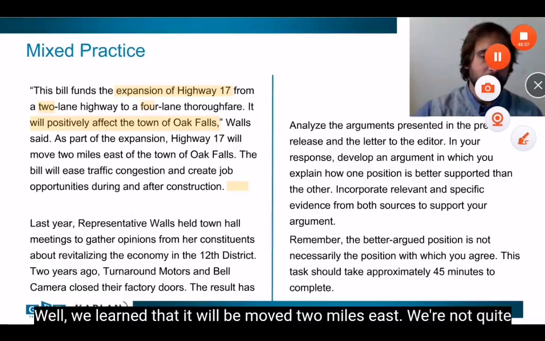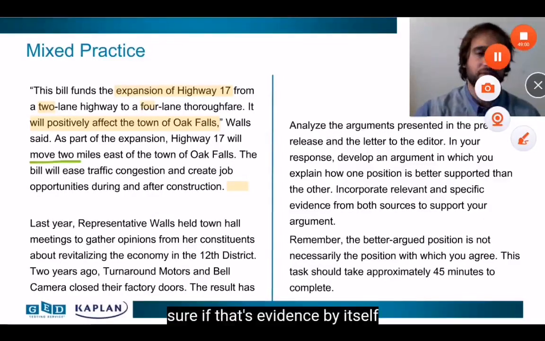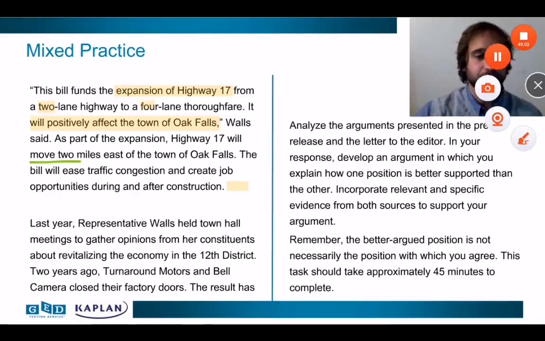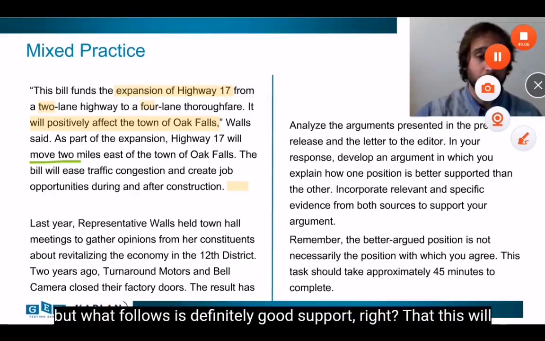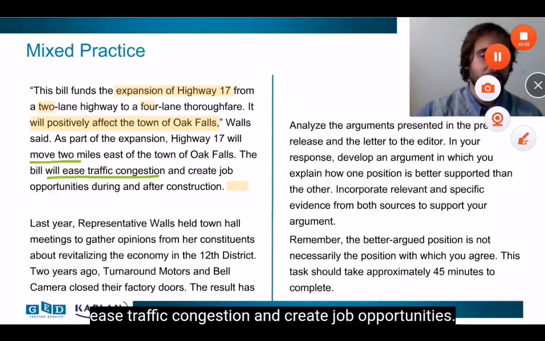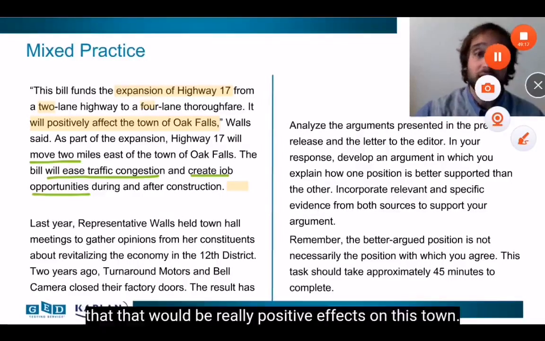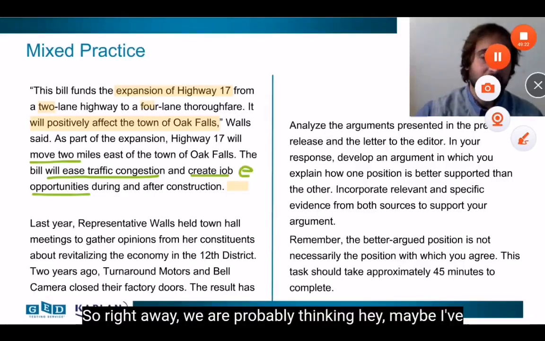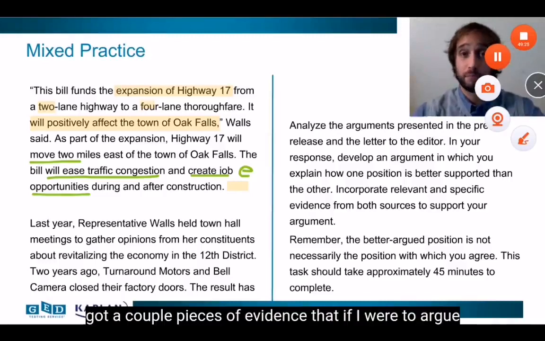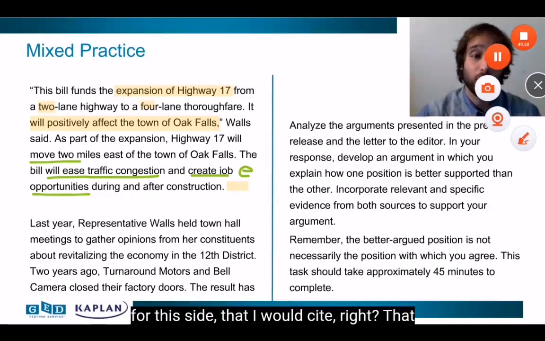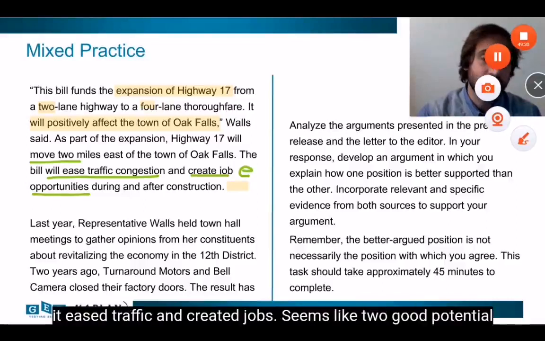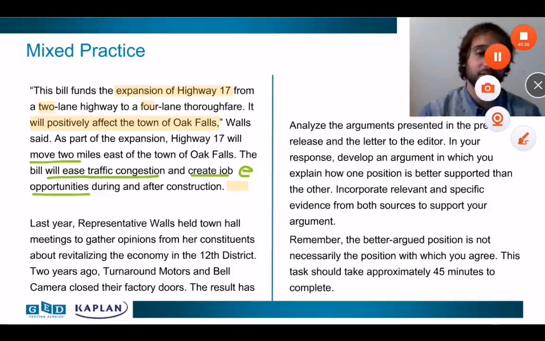Well, we learned that it will be moved 2 miles east. I'm not quite sure if that's evidence by itself, but what follows is definitely good support, right? That this will ease traffic congestion and create job opportunities. Both of those things definitely seem like, if they're true, that would be really positive effects on this town. Right, so right away we're probably thinking, hey, maybe I've got a couple pieces of evidence that if I were to argue for this side, I would cite, right? That it eases traffic, creates jobs. Seems like 2 good potential pieces of evidence in support of this.